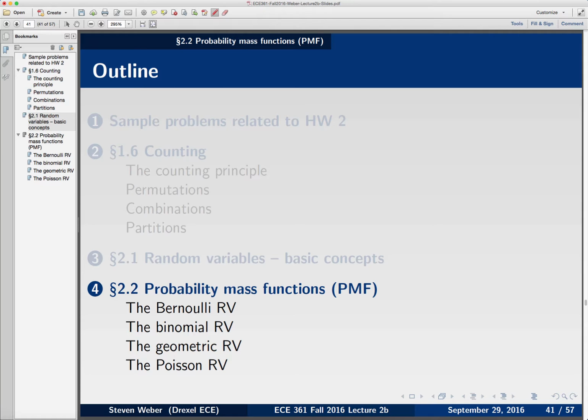In Part 3 of this lecture, we covered Section 2.1 and introduced some basic concepts from random variables. Now, in this fourth and final part of this lecture, we'll go over the notion of probability mass functions and introduce four fundamentally important discrete random variables: the Bernoulli, the binomial, the geometric, and the Poisson.